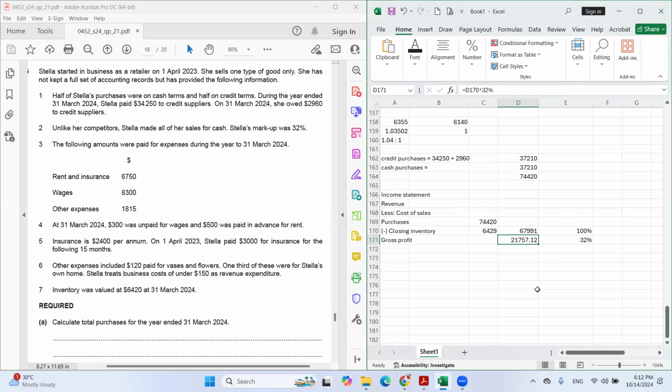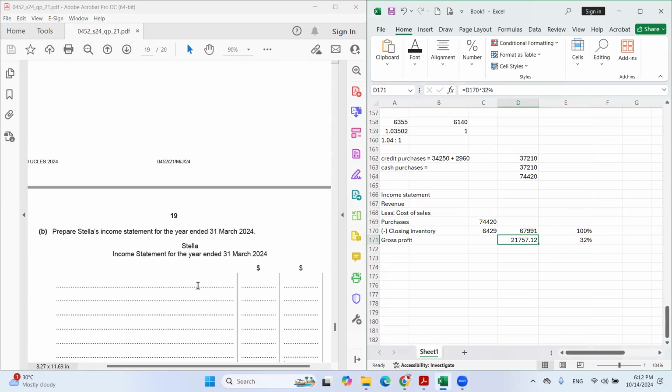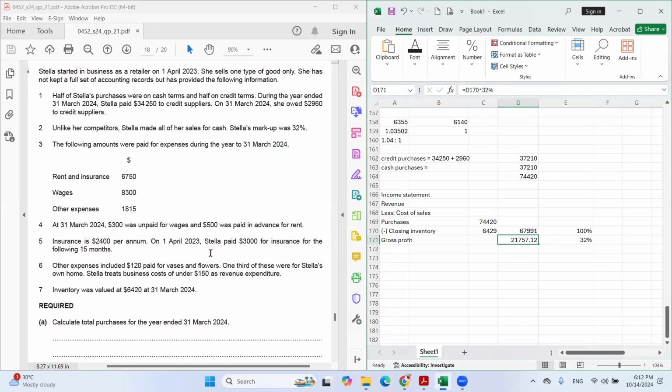Okay, 217. This one we round, because we got a decimal. Normally we won't have the decimal. Let me see what else goes wrong. Inventory is 6420, because I typed an error. So this is the answer it should be. This is the typo error just now.